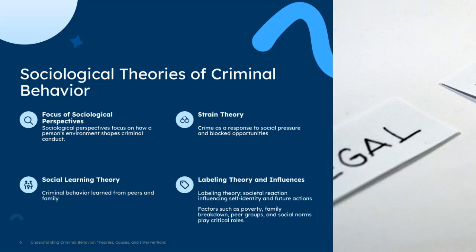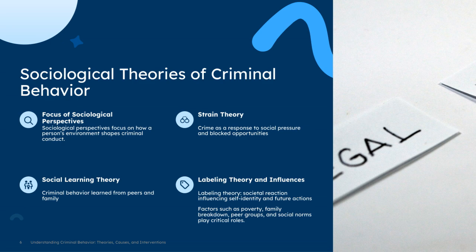When we look at criminal behavior through a sociological lens, the main idea is that the environment around a person plays a big role in shaping their actions. One key theory here is strain theory, which suggests that crime can be a response to social pressures or when people face blocked opportunities, like not being able to achieve their goals through legitimate means. Another important perspective is social learning theory, which argues that criminal behavior is learned by observing and interacting with peers and family members who engage in such behavior. Then there's labeling theory, which focuses on how society's reaction to someone, like labeling them as a criminal, can influence that person's self-identity and future behavior.